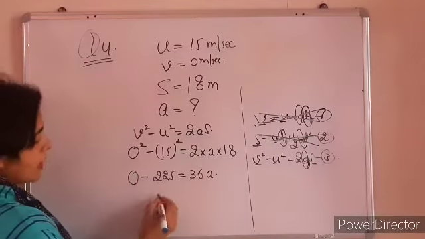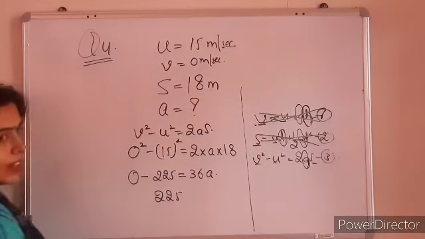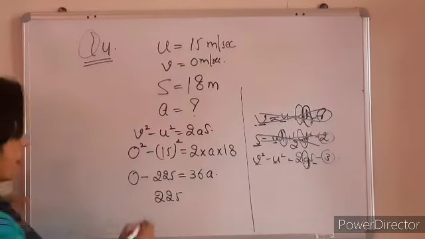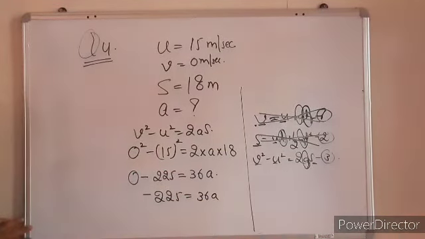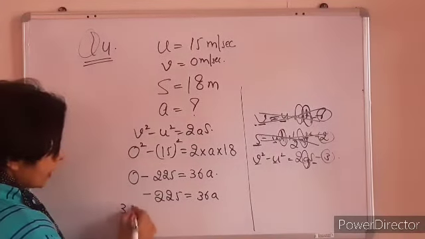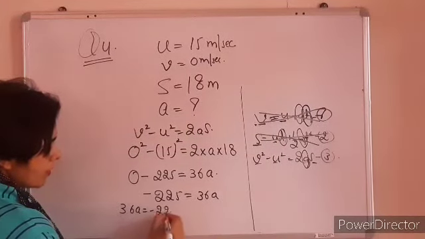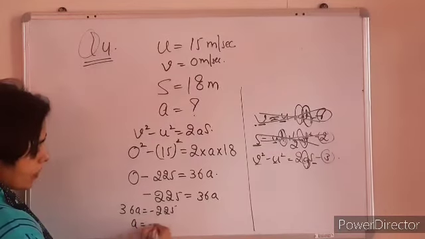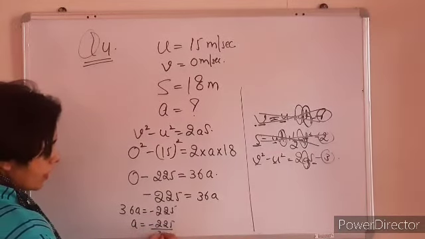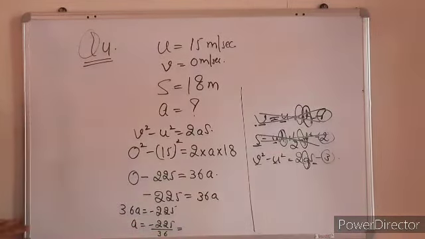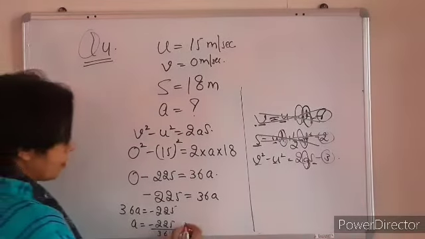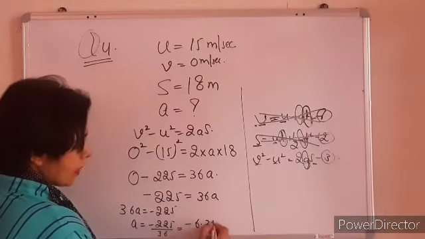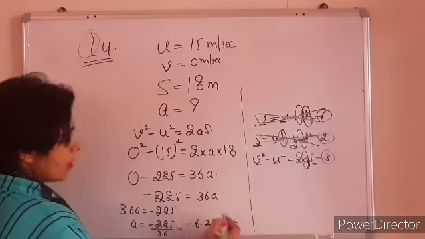Now when we proceed with this, 0 minus 225 is 225. Fine. Because it is greater, we write minus over here, and here it is 36A. Fine. So 36A is equal to minus 225. A is equal to minus 225 over 36. And when we solve this, we will get the answer as minus 6.25 meter per second square.